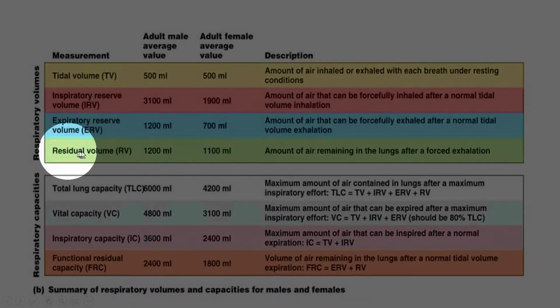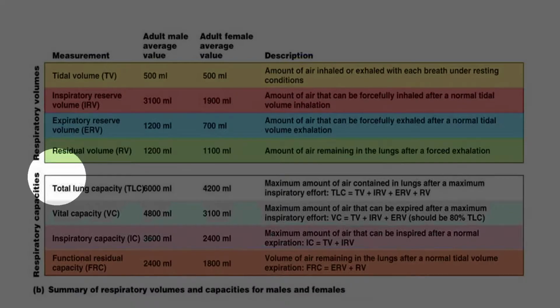Another type of the volume is residual volume. It is usually 1200 ml in male subjects, and its average amount in females is about 1100 ml, and it is defined as the amount of air remaining in the lungs after forced exhalation. So these are the four types of volumes: tidal volume, inspiratory reserve volume, expiratory reserve volume, and residual volume. And then by the combination of these volumes we can have respiratory capacities.